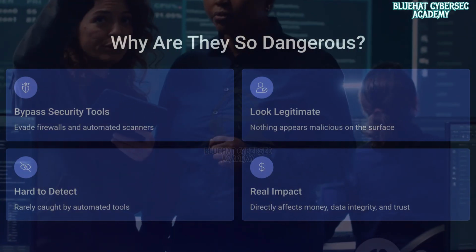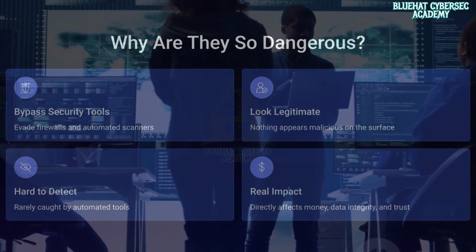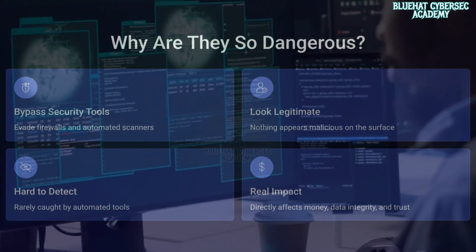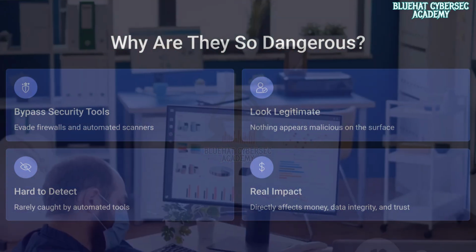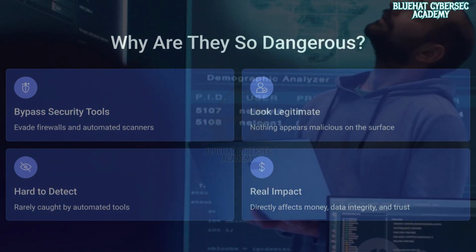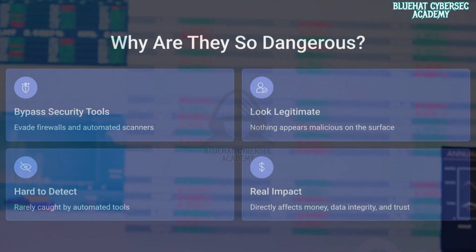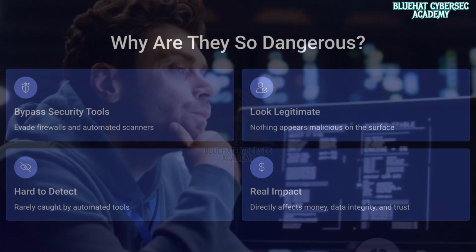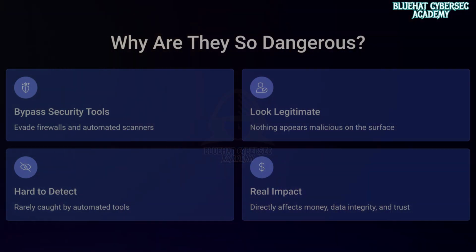Now, the next question is obvious. Why are business logic attacks so dangerous? Business logic vulnerabilities are especially dangerous for a few key reasons. First, they often bypass traditional security tools like firewalls and scanners. Second, they look like legitimate user actions. Nothing seems malicious on the surface. Third, they are very hard to detect automatically. And fourth, they directly impact money, data integrity, and trust. In many real-world breaches, no system was technically hacked. Instead, the application was simply used incorrectly, in a way the developers never expected.